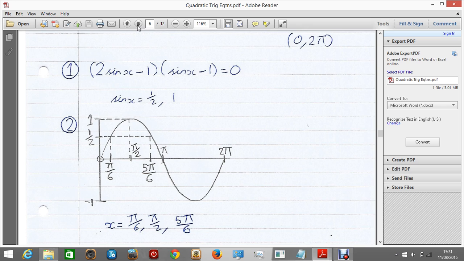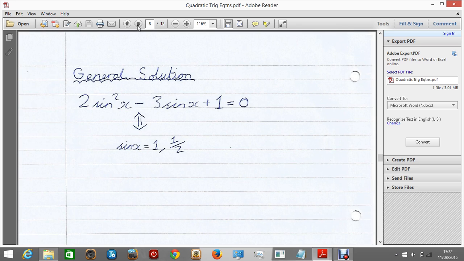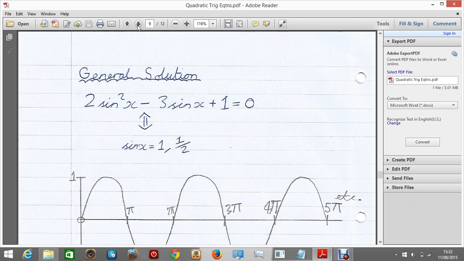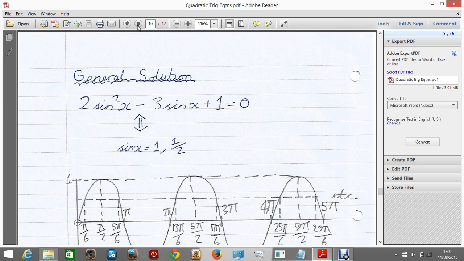Anyway, moving on to the next part, the general solution. They won't ask you for this in Core 2, but I've got a feeling higher up, particularly in further maths, they'll ask you for the general solutions of equations like these. So we'll take the example we had before, 2 sine squared x minus 3 sine x plus 1 equals 0, equivalent to sine x equals 1 or a half. So we'll plot the sine curve again, but instead of plotting it between 0 and 2 pi, we'll extend it much further. And then here are all the different values.